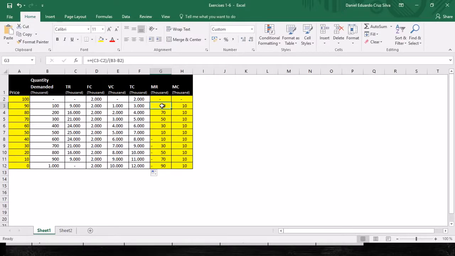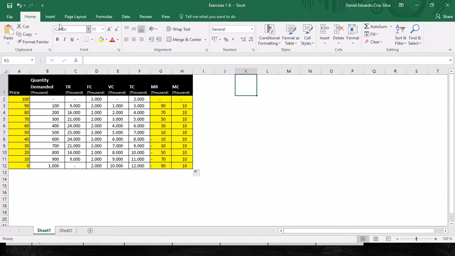Then the marginal revenue is going to be what? It's going to be C3, in the numerator, total revenue minus this one, over the quantity 100 minus this one. And the same, you just double click and it fills everything. And the marginal cost is exactly the same, with the difference that instead of total revenue, you will use the total cost. F3 minus F2 over this one. Okay? Then the same. Now we need to graph them.